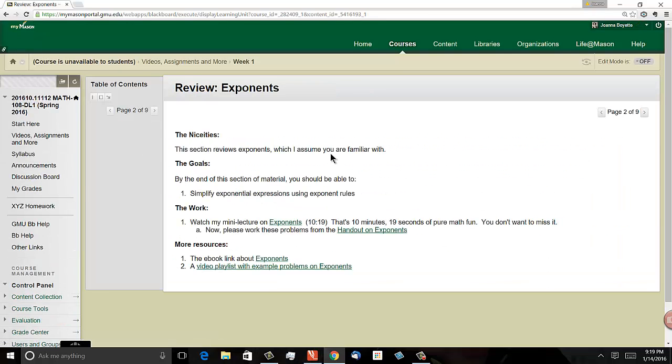So then if you click on this next one, it's a review of exponents. This is review material. If you have a strong math background, you likely will not spend very much time on the class this week. If you do not, you need to spend more time this week because it sets you up for success in the rest of the class. Okay? So here it says watch my mini lecture on exponents, and then work these problems. There's a handout on exponents if you click there.